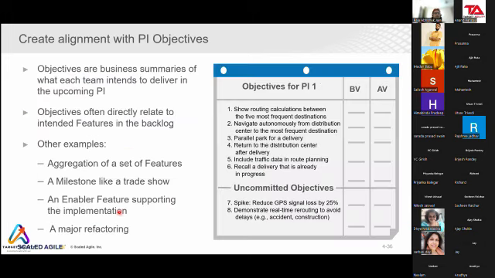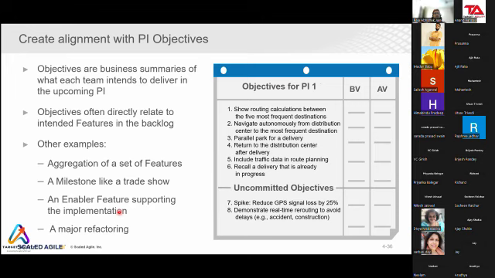So PI objectives. What are the PI objectives? PI objectives are the business summaries of what each team intends to deliver in the upcoming PI. Okay, so you're planning 4 to 6 iterations of work, 8 to 12 weeks of work, whatever you want to select. So you're almost planning for 2 to 3 months of work. Whatever goals you want to achieve, those goals are called PI objectives, which are written in a business summary format, which can be understood both by the business owners and by the developers, and which should make sense for both of them.